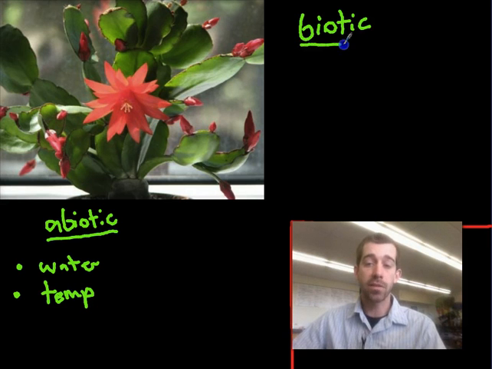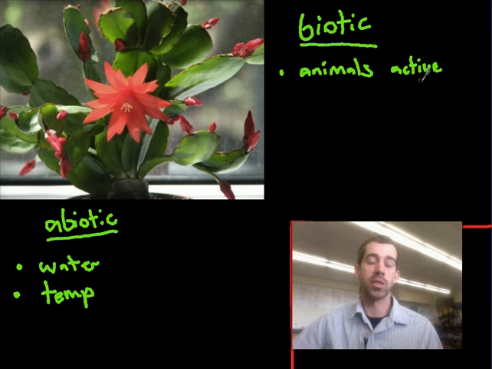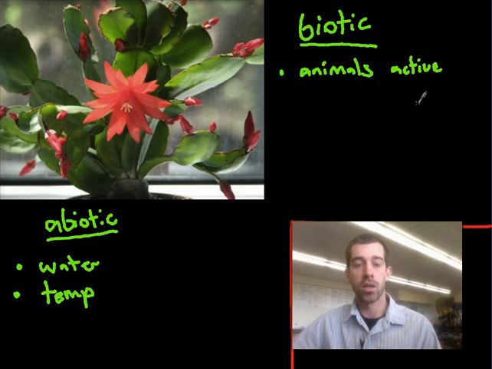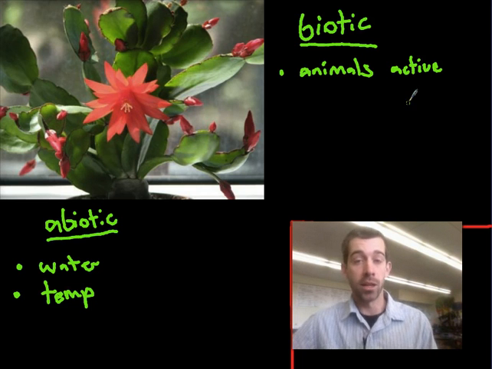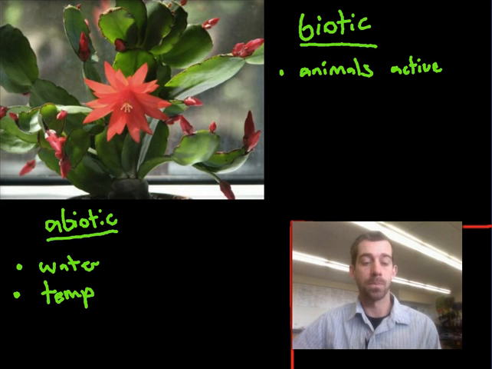Another issue is the biotic factors. Most desert animals are affected by those same abiotic issues, and so they're much more active during the winter. So animals are active during the winter. And for the Christmas cactus, pollination occurs by some combination of just wind pollination and also by birds, which are really the common pollinators in the desert. Think of the hummingbird, for example.